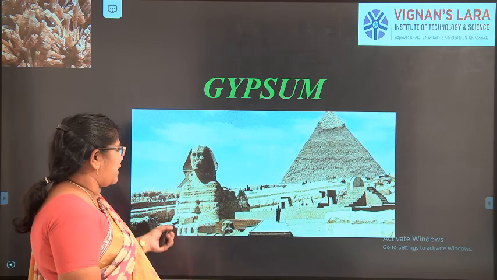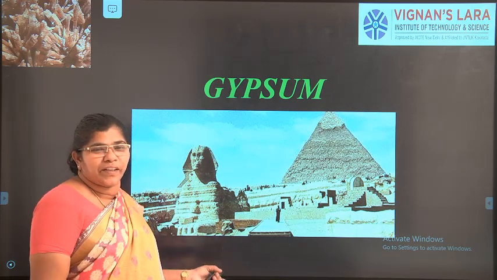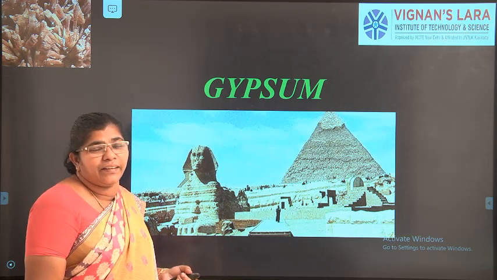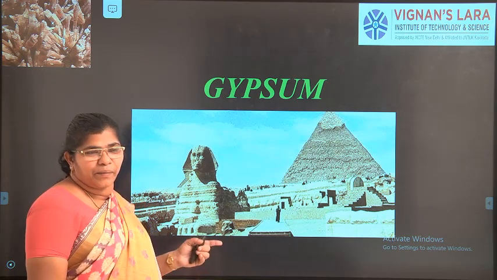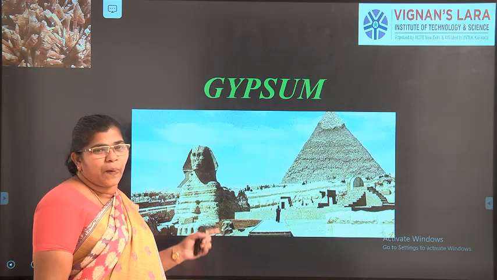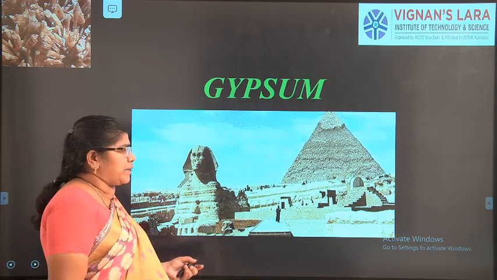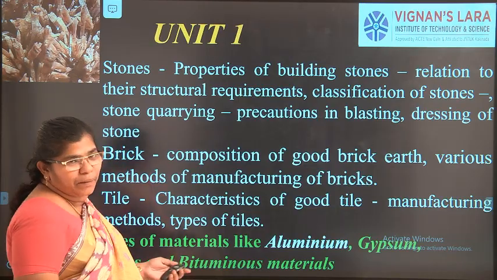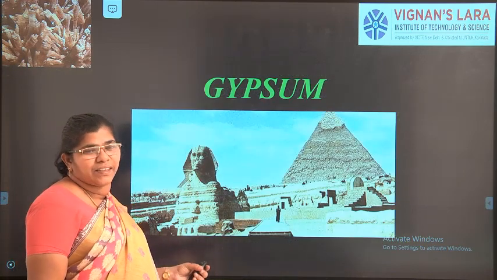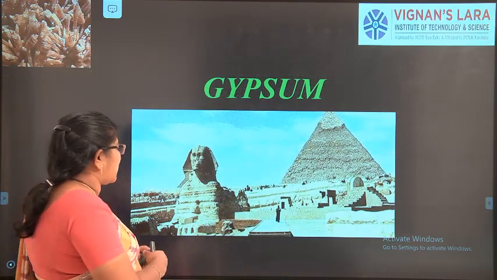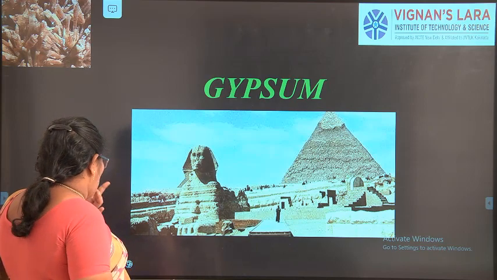So you can see here the pyramid. Pyramid we call it as the Egypt, Giza. It is the biggest pyramid in the world, and it is one of the seven wonders of the world. So this is made up of gypsum. One of the materials they have used for the construction of pyramid is gypsum.